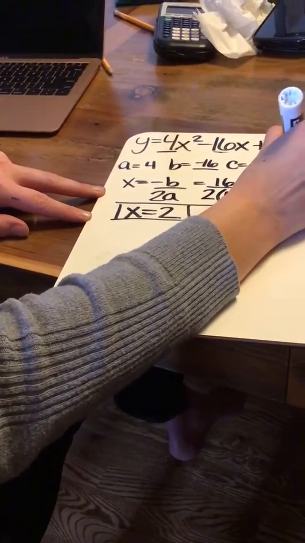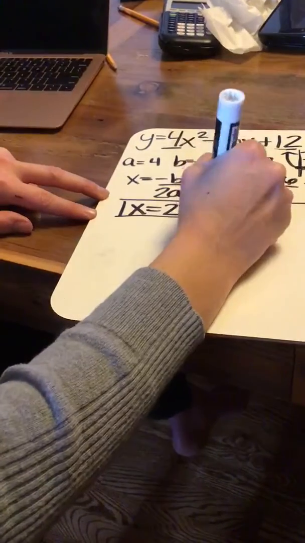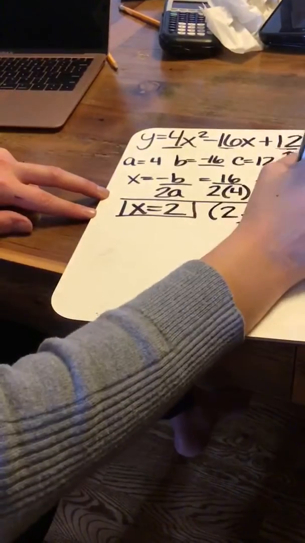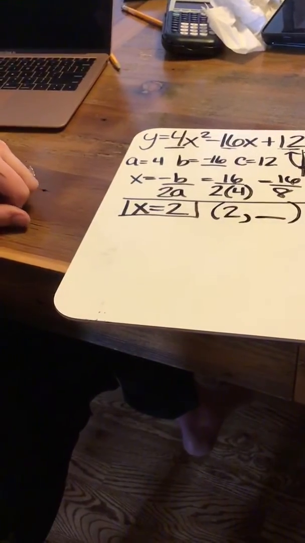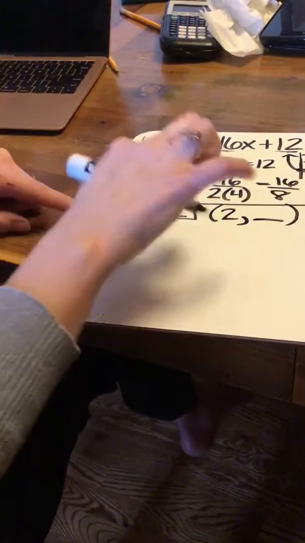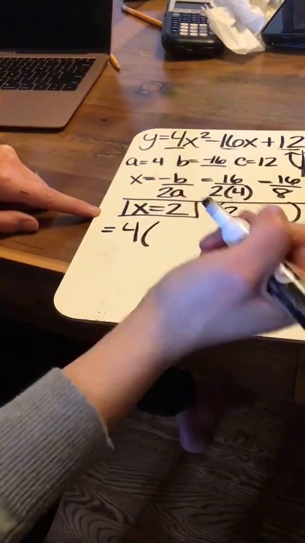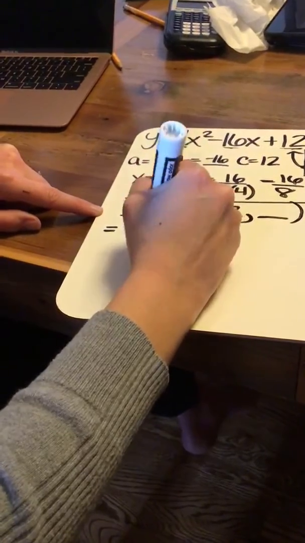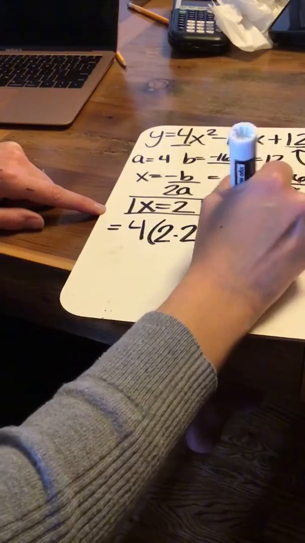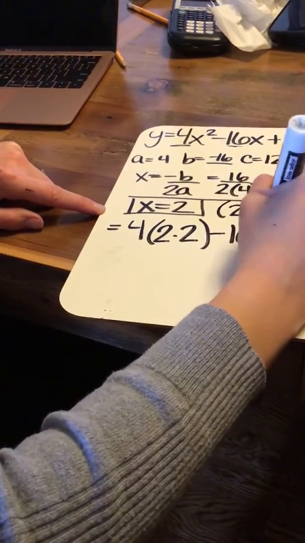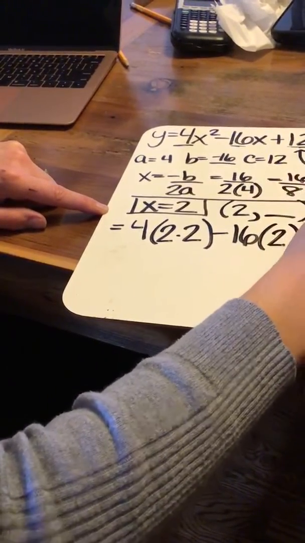Now I want to know what my vertex is, so I want to know what this point is right here. Well, I already know the x value. The x value is 2. I need to find out what y is. So in order to find out what y is, I'm going to plug this 2 into the original equation. So I'm going to go up here and copy 4, and remember back when I taught you, if it's x squared, you're going to say 2 times 2, okay, minus 16 times 2 plus 12.